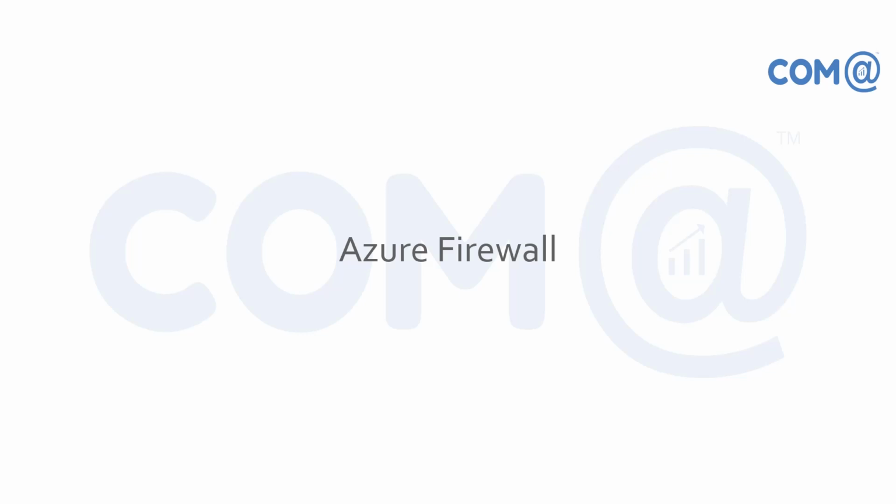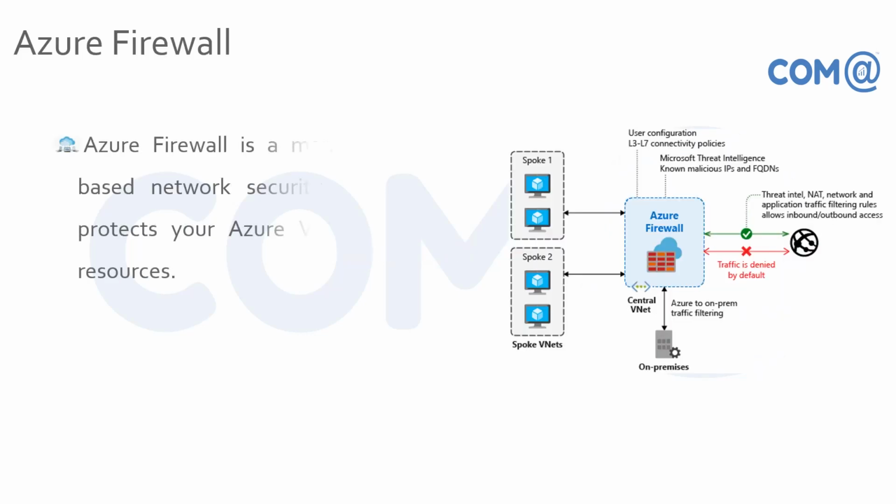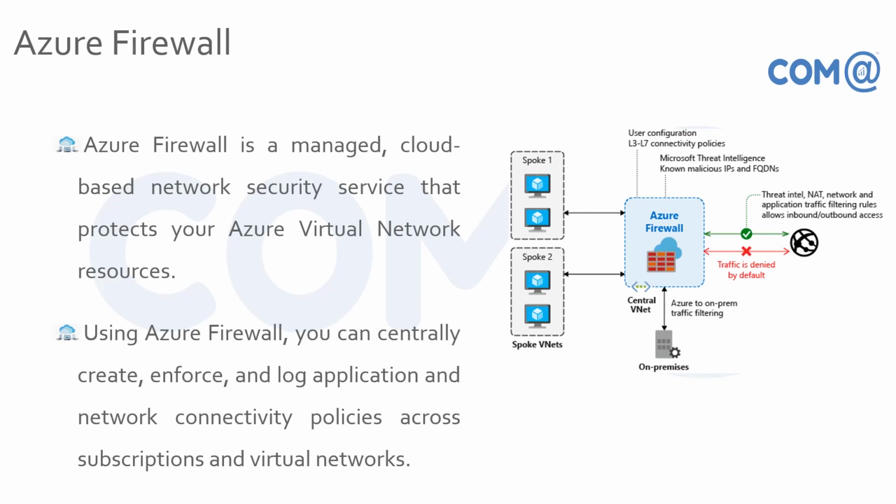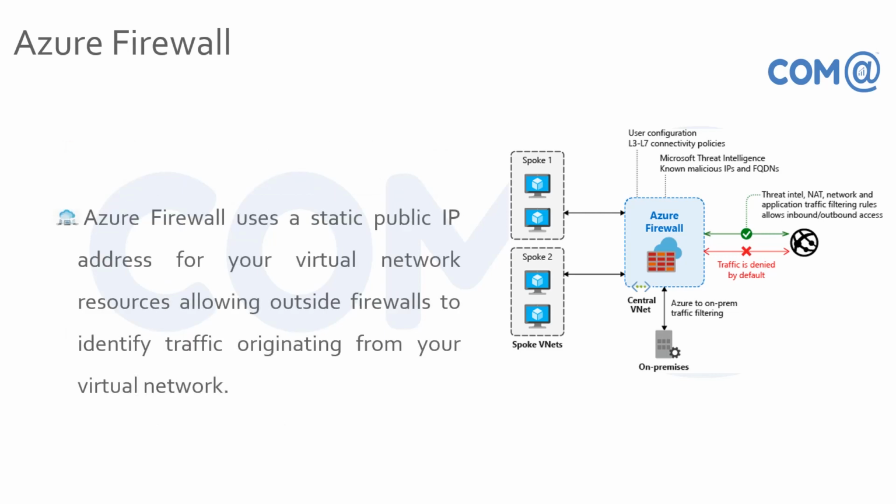And now understanding about Azure Firewall. Azure Firewall is a managed cloud-based network security service that protects your Azure virtual network resources. Using Azure Firewall, you can centrally create, enforce, and log application and network connectivity policies across subscriptions and virtual networks. Azure Firewall uses static public IP addresses for your virtual network resources, allowing outside firewalls to identify traffic originating from your virtual network.